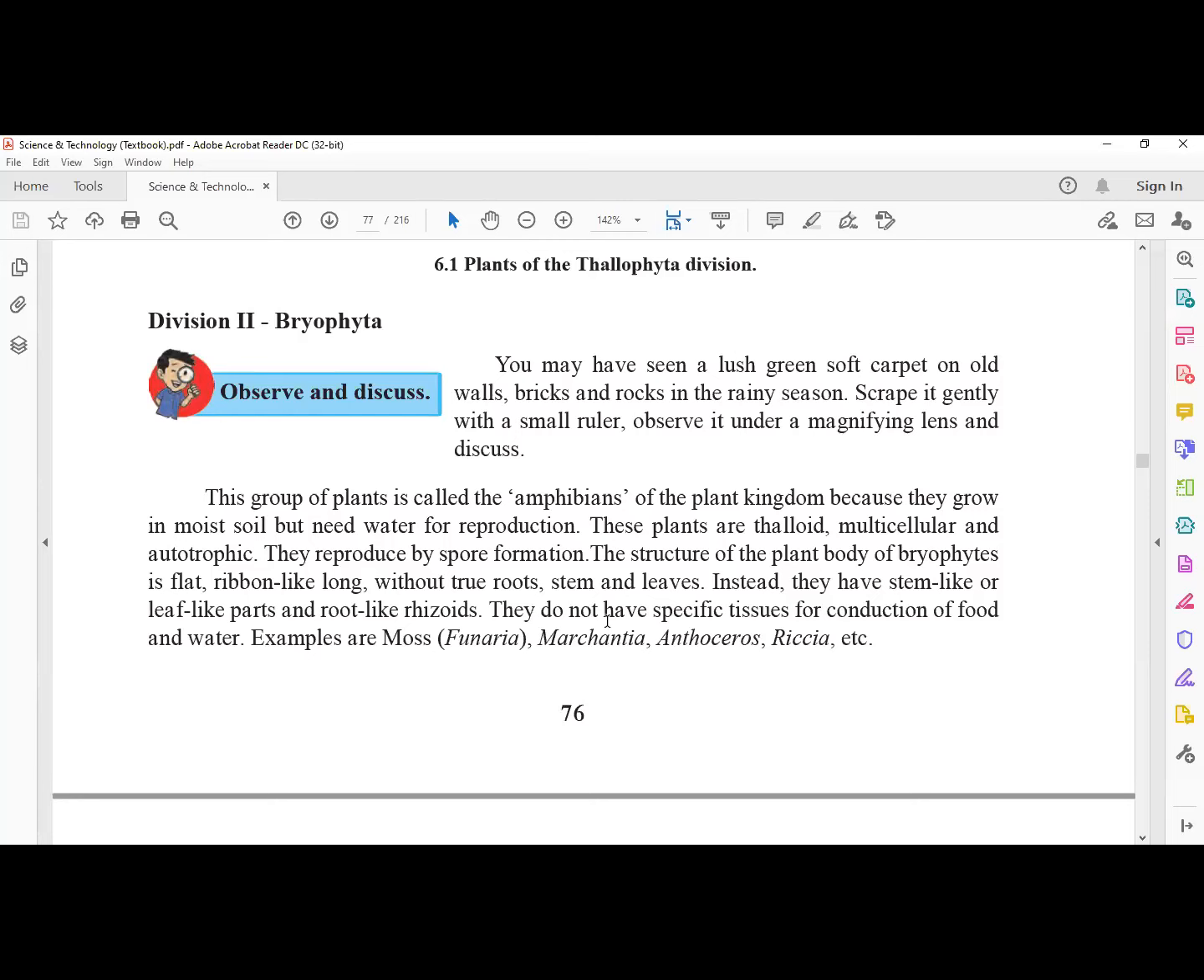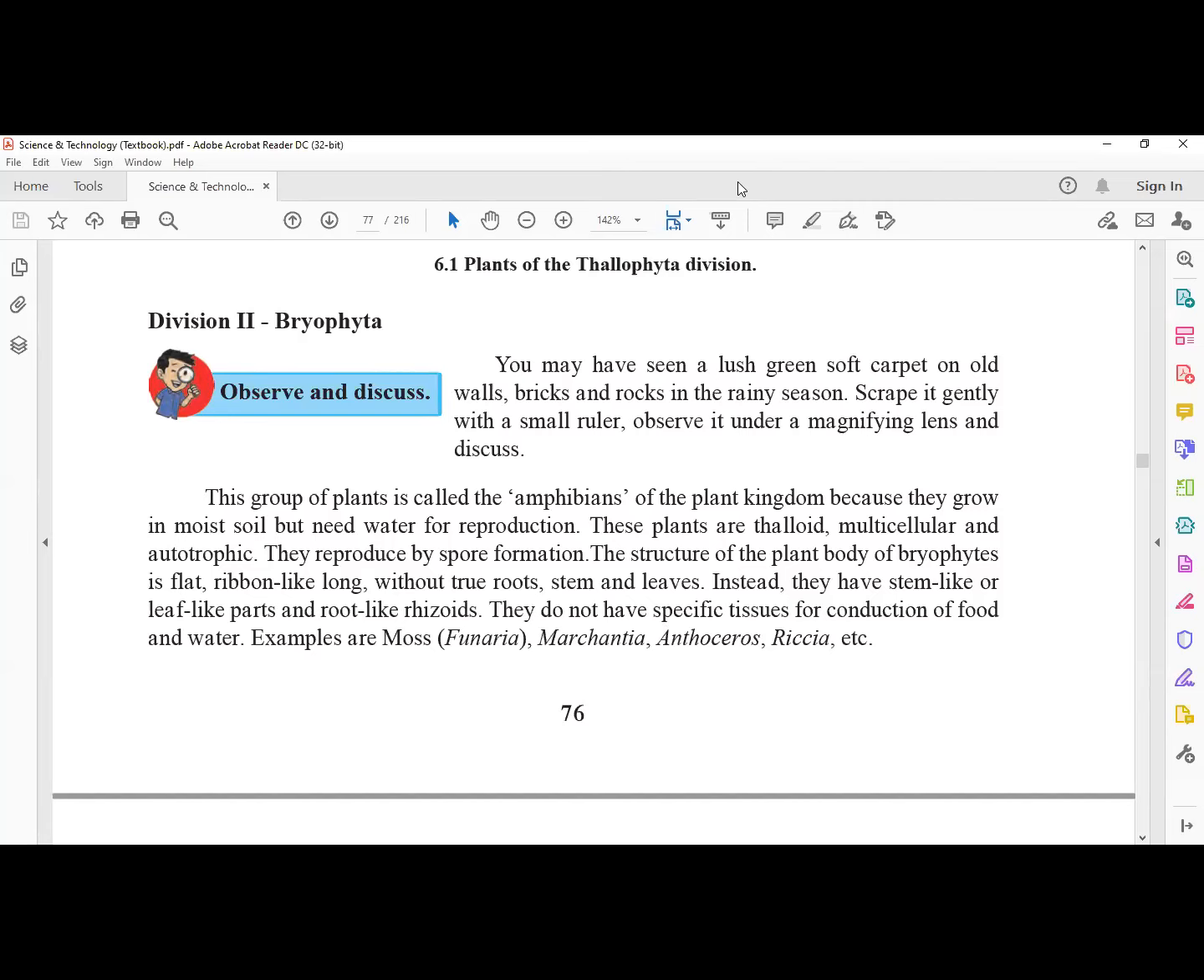Something like velvet type. Have you ever seen velvet type? What is on bricks and walls, it's again a kind of moss, what we call shevala. It's a kind of that one. Okay, same thing. But what is the difference in that?